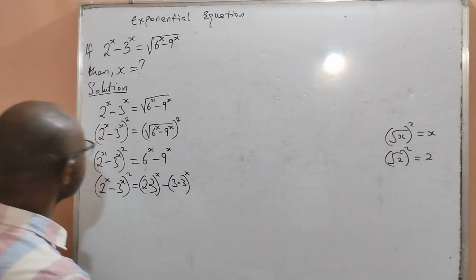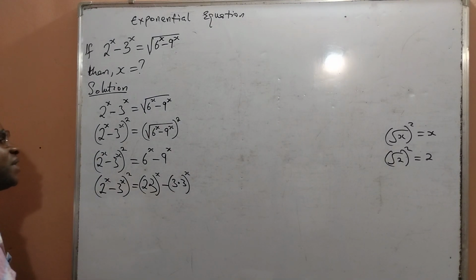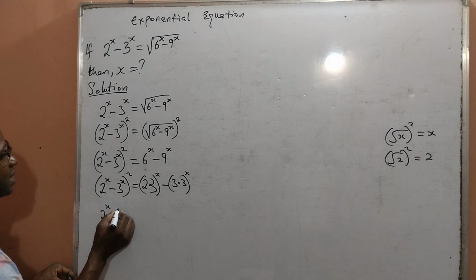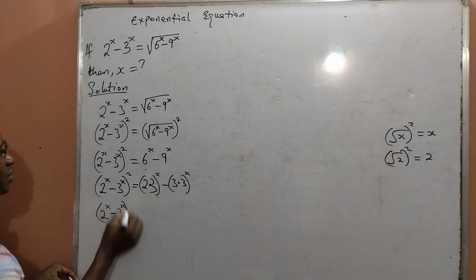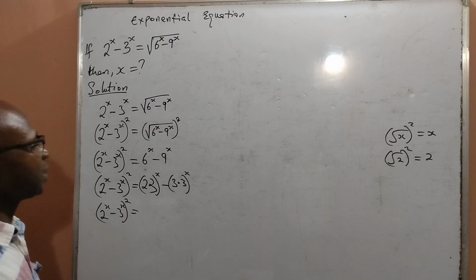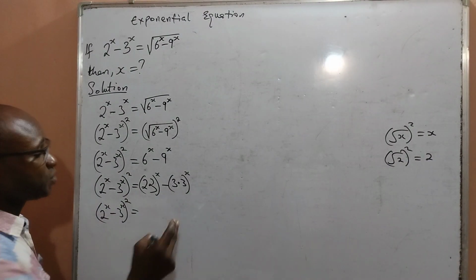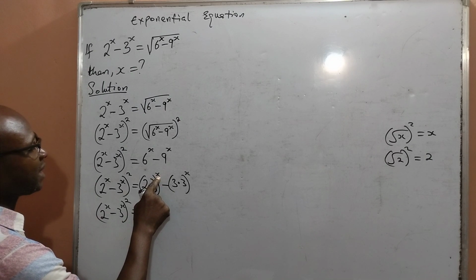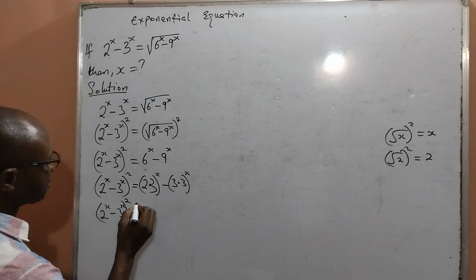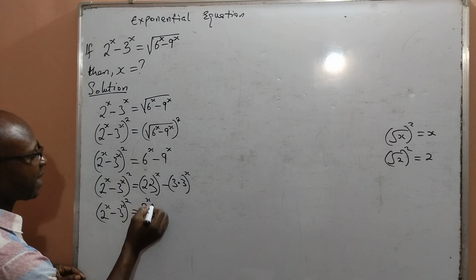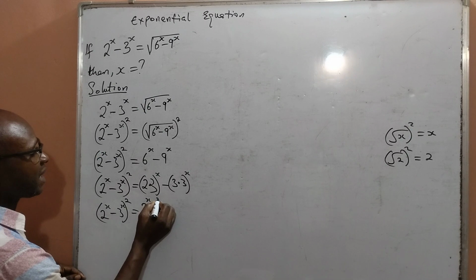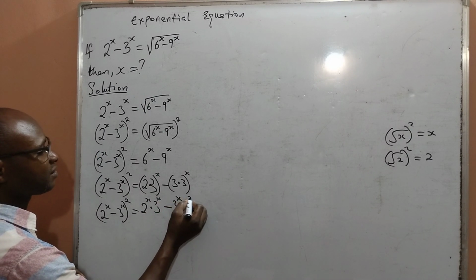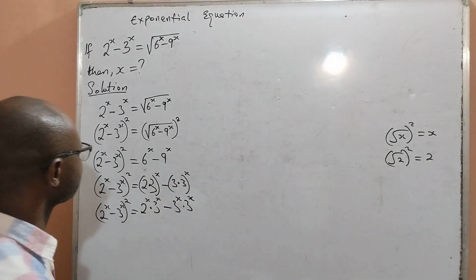Very good. Moving forward, I can have it written this way: 2 raised to the power x minus 3 raised to the power x all raised to the power 2 is equal to, on the right hand side, I can now move the power x into the bracket to have it written as 2 raised to the power x multiplied by 3 raised to the power x, then minus 3 raised to the power x multiplied by 3 raised to the power x. This will be the result.